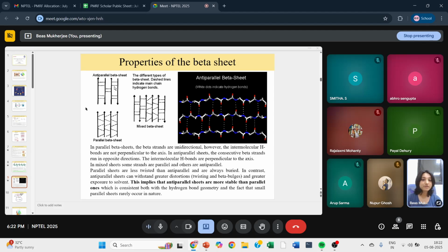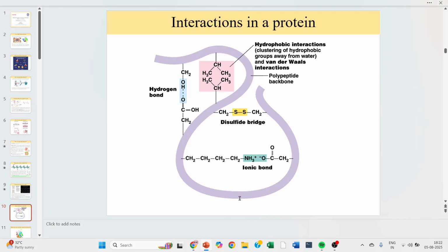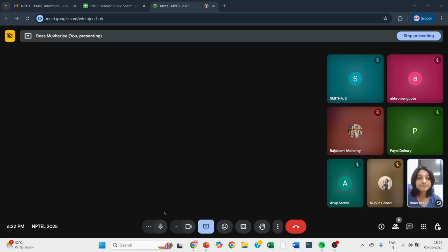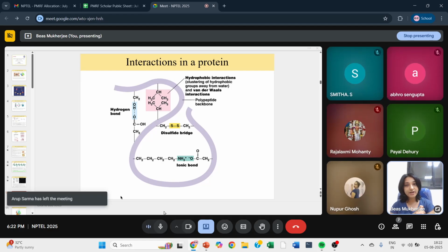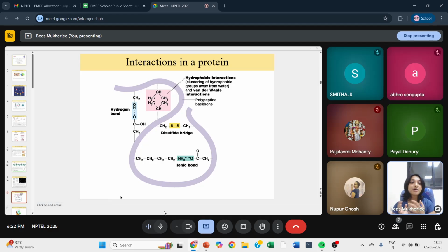Okay, so this is one of the very interesting things that you can keep in mind. Right, so we move on. Now, interactions in a protein. In a protein, there can be hydrogen bonding interactions, there can be hydrophobic interactions, that is clustering of the hydrophobic groups away from water, and van der Waals interactions. There can be disulfide linkages between two cysteine residues. There can be ionic bonds.